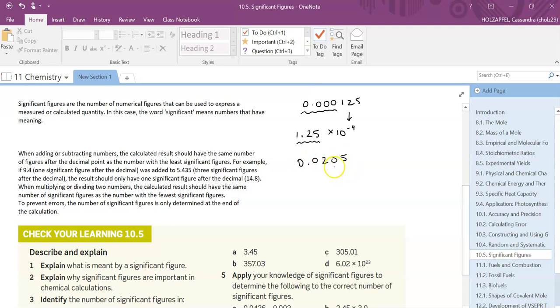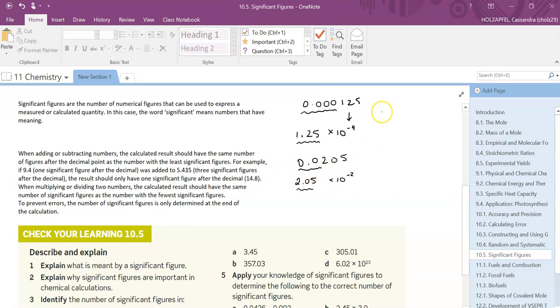If I was to change this, so if I was to have, say, 0.0205, for example, this 0 is no longer being used as a placeholder, because if I was to write this using scientific notation, I would write this as 2.05 times by 10 to the power of negative 2. And so I hope that you can see here, this one will also have 3 significant figures as well, because these zeros are just being used as placeholders.